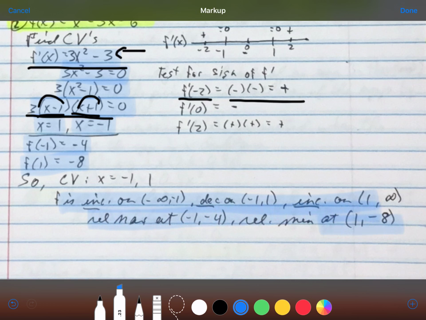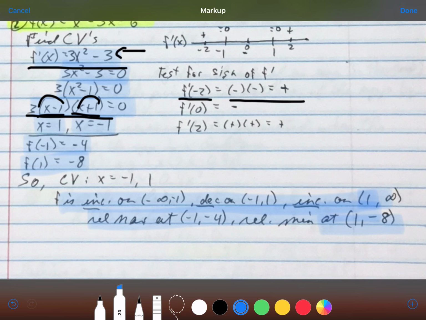Now also be careful of the way the question's asked in terms of how you give the answer. The critical value is the x-coordinate of that point, right? The critical values: -1 and 1. The critical point would be the coordinates of the point. So (-1, 4) and (1, -8).